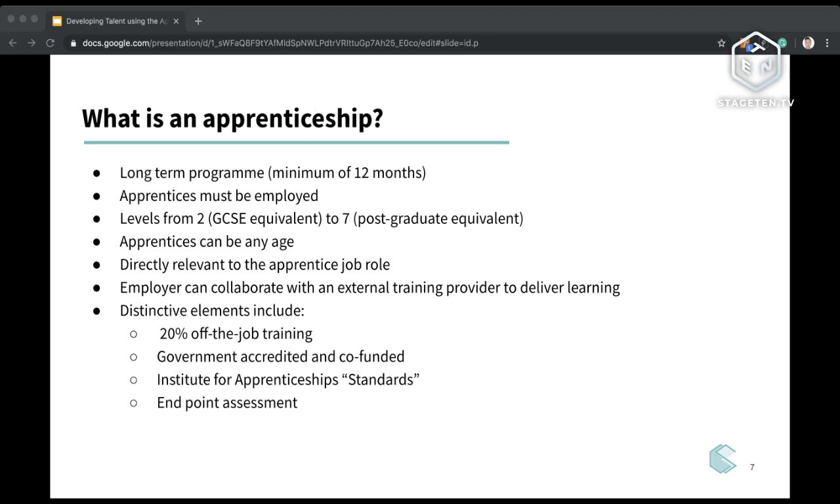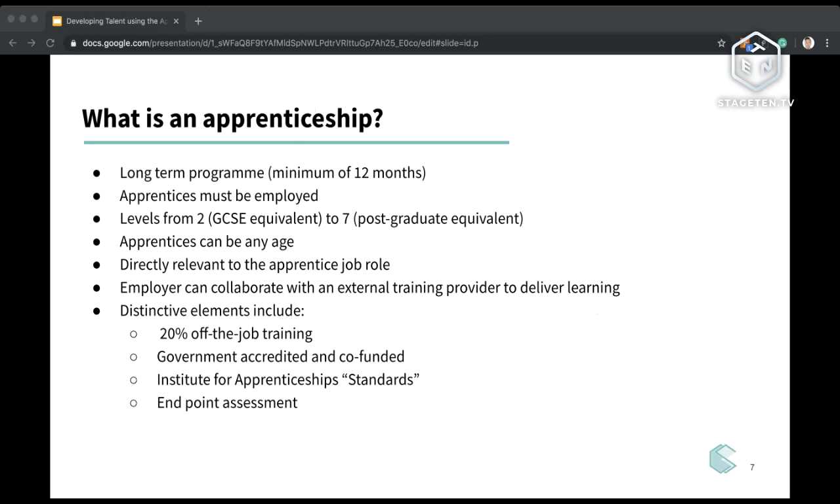Employers can collaborate with external training providers to deliver the learning. So some employers choose to provide the apprenticeship training themselves, particularly large employers. Marshalls in Cambridge is a really great example of an organisation that has been delivering apprenticeships for 100 years and have evolved their delivery so that they are now delivering apprenticeships in a modern, engaging and Ofsted compliant way. So they are registered with the Register of Apprenticeship Training Providers.